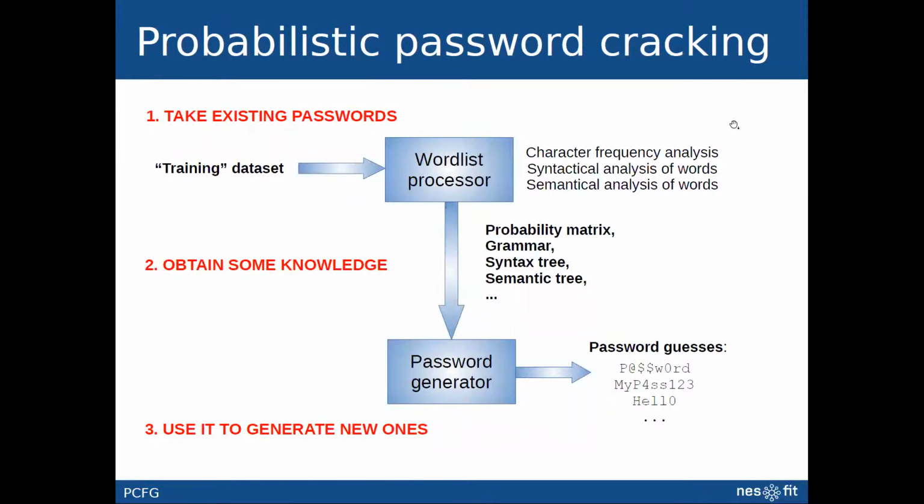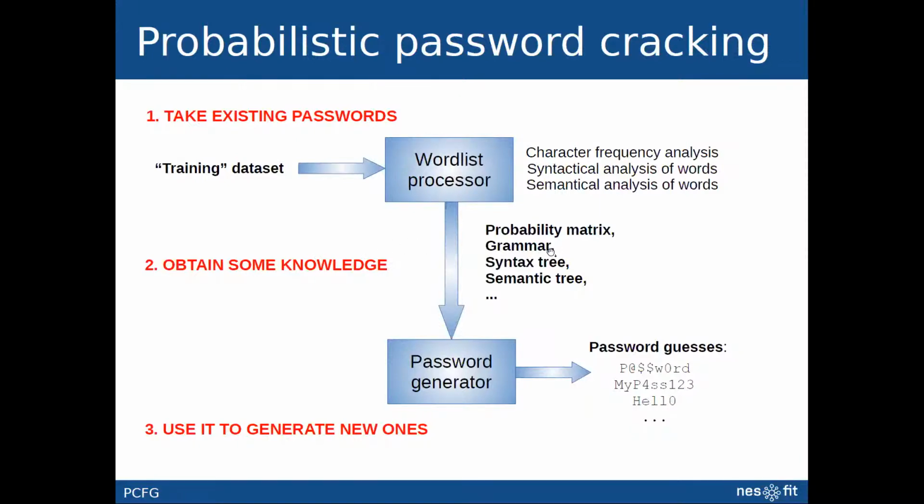So how does this work? You have a data set of existing passwords. This is called the training data set. And you process it automatically. Based on this processing, you get some knowledge. And such knowledge is represented by a mathematical model, which can be, for example, a probability matrix, a grammar, syntax tree, semantic tree. There are different options. But in our case, it is a grammar.